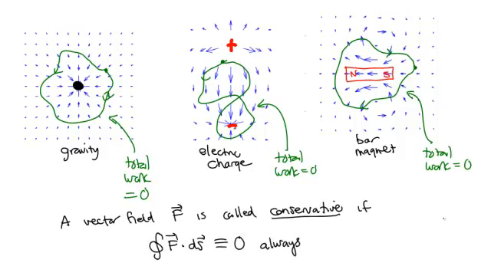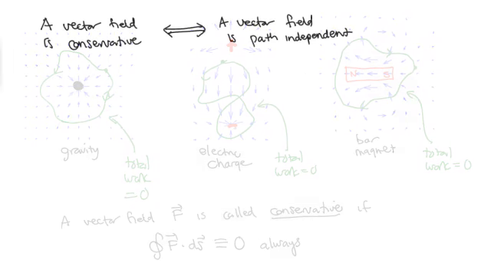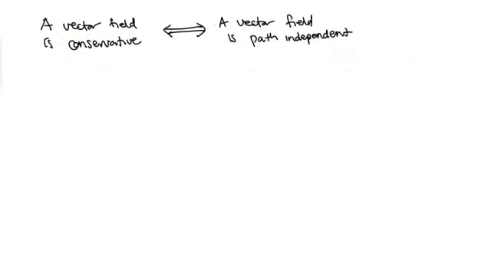In mathematics, we say that a vector field F is called conservative if the line integral over any closed curve is always zero. It turns out that the real universe around us is chock full of conservative vector fields. But how would we find them mathematically? Well, it turns out that a vector field is conservative if and only if it's path independent, that this physics concept and the math concept that we looked at the beginning are in fact the same thing.